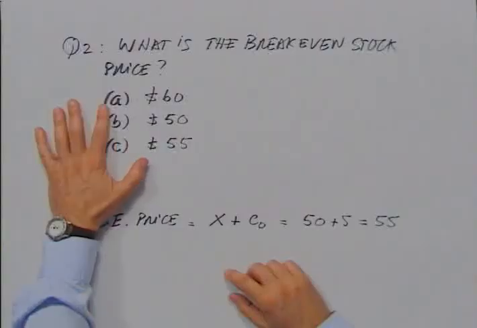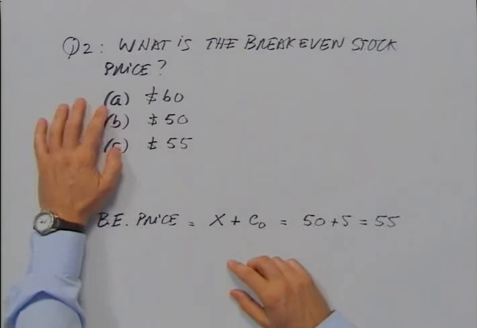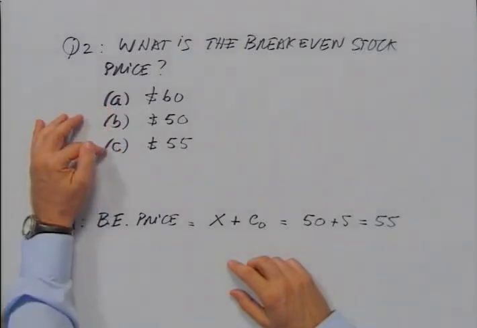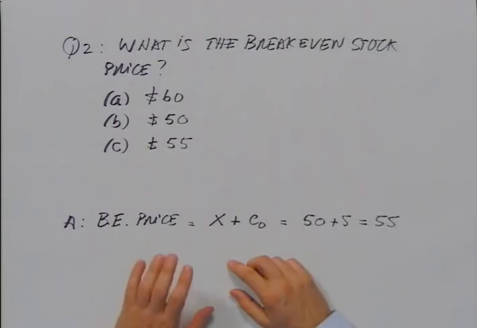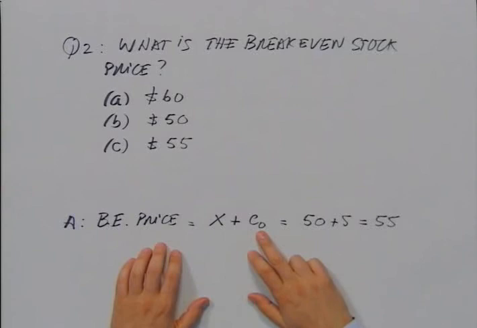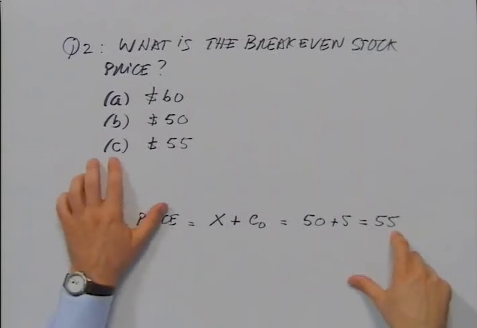What is the break-even point for this option? The break-even point is the stock price at which the profits from holding this option are equal to 0. Is it 60, 50, or 55? Remember that the break-even point is calculated as the strike price plus the premium. In this case, the strike price is 50 and the premium is 5, so the break-even stock price is 55, or C, the correct answer.